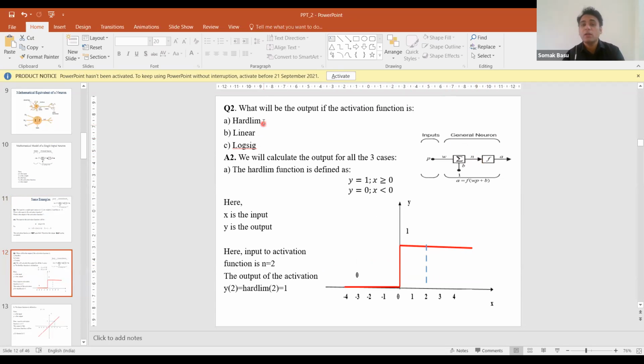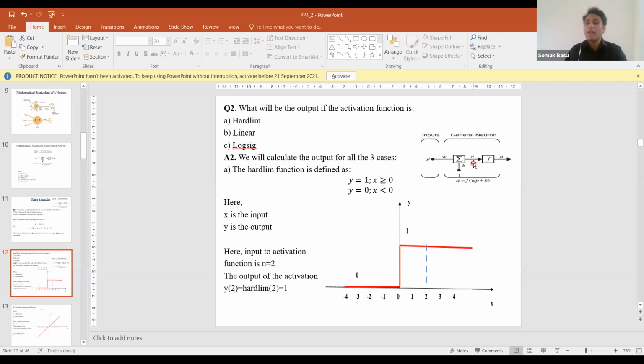It tells you, okay, let us have three examples, three cases. First, in the first case, assume that the activation function is a hard limiting function. In the second case, assume that the activation function is a linear function. And in the third case, assume that the activation function is a log sigmoid function. In that case, what will be the output of the activation function?